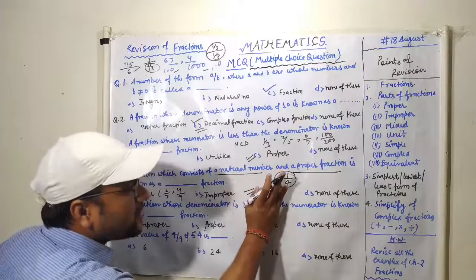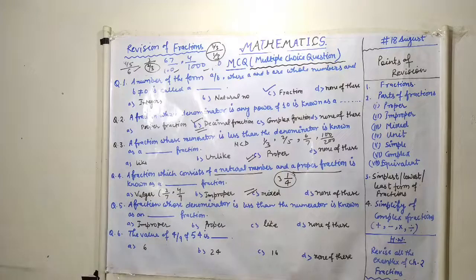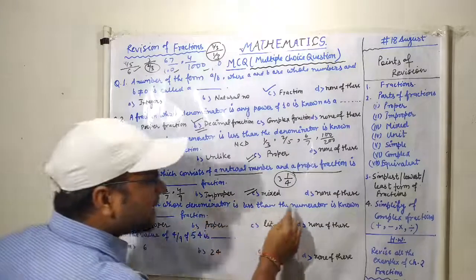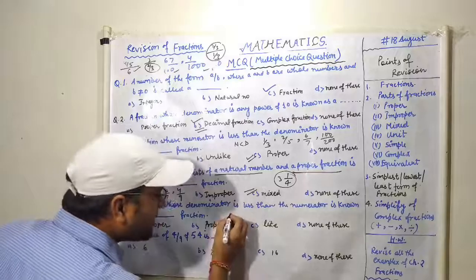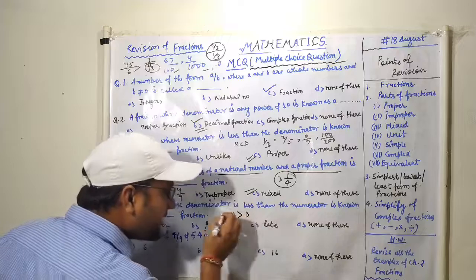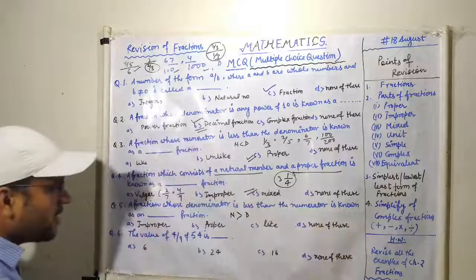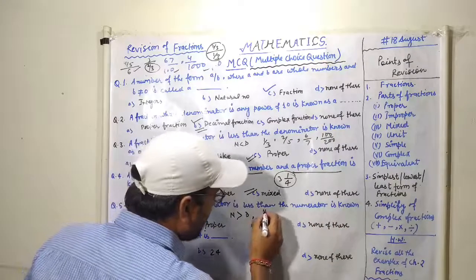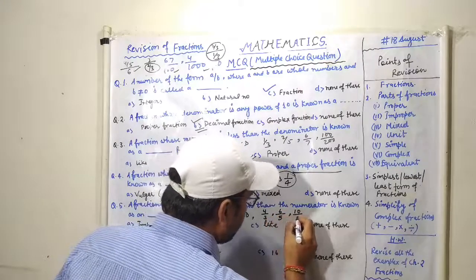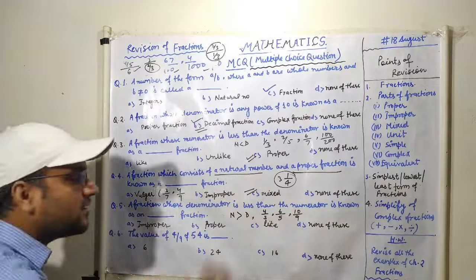Mixed fraction: a natural number together with a proper fraction is known as a mixed fraction. Students, a fraction whose denominator is less than the numerator, means the numerator is greater than the denominator, is known as a dash fraction. If it is written like 4 upon 3, 6 upon 5, 10 upon 9, the numerator is greater than the denominator.